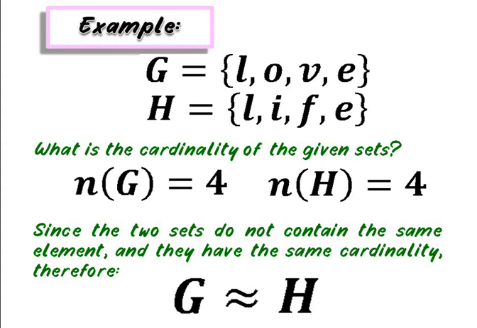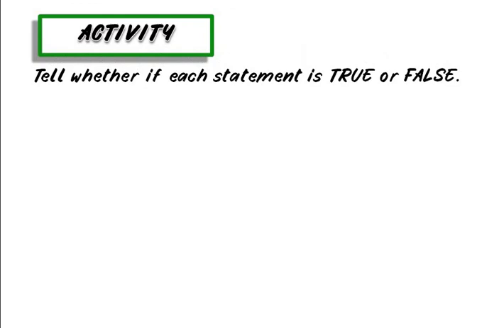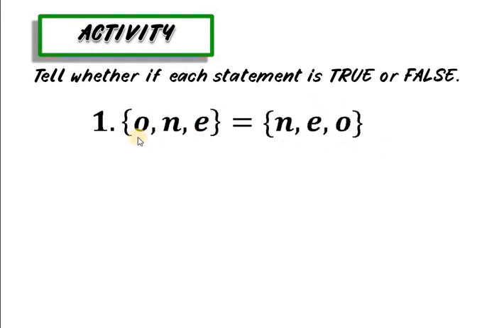Let's check if you truly understand the topic through an activity. Tell whether each statement is true or false. Let's start with number 1. We have here the set containing the elements O, N, and E equal to the set containing elements N, E, and O. Is it true or false? Excellent. This is true because they have exactly the same elements.